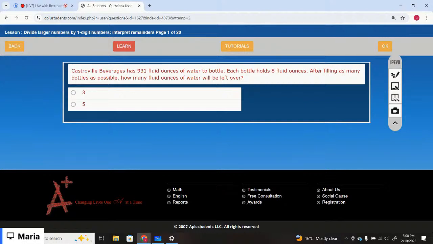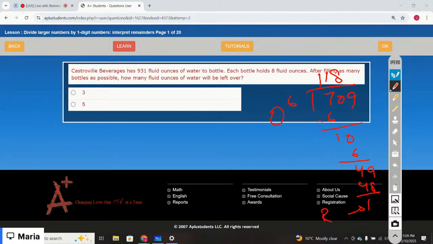Castrovel beverages have 931 fluid ounces of water to bottle. Each bottle holds 8 fluid ounces. After filling as many bottles as possible, how many fluid ounces of water will be left over? So you have to divide 931 by 8.